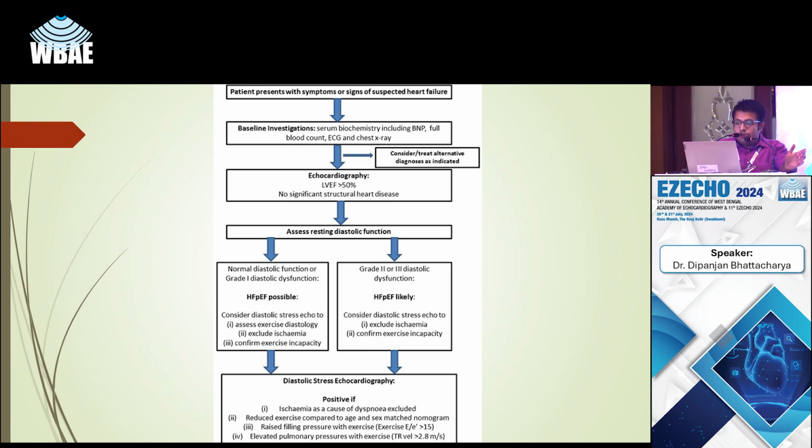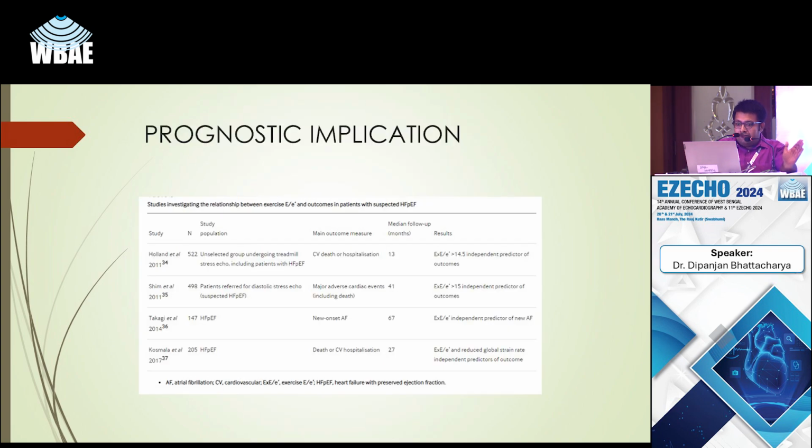Similarly, in case number 2, the E at rest is 0.4, E by E prime is 5, rest E prime is 9, TR velocity is 2. Post exercise, we find that E by E prime is 7 and TR velocity is 2.7. So this is negative. Case 3: at rest E is 0.9, E by E prime is 10, TR velocity is 2.5. Post exercise, the E by E prime becomes as high as 18, the RVSP becomes 57, and TR velocity is 3.5. It again becomes elevated. So this is again a positive test. So this is how we evaluate a patient.